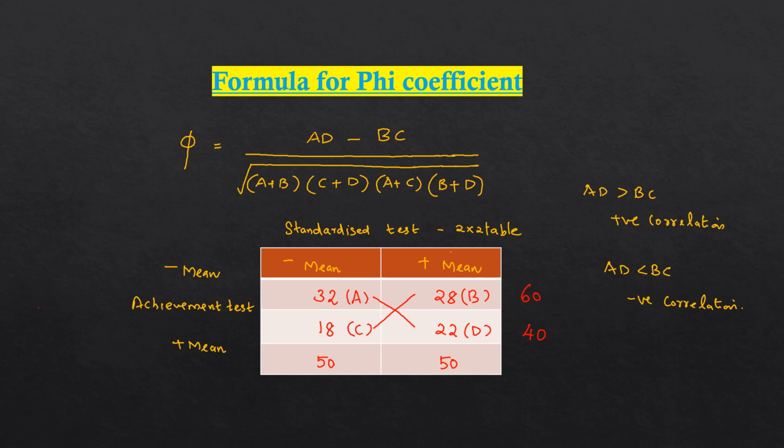Now we can use the above formula and find the Phi correlation coefficient between these two test results. When we consider the Phi coefficient, it can be positive or negative. If AD is greater than BC, the value of the correlation coefficient will be positive. Also, if AD is less than BC, the value of the correlation coefficient will be negative. So depending on the values of AD and BC, we can get a positive or a negative correlation coefficient.